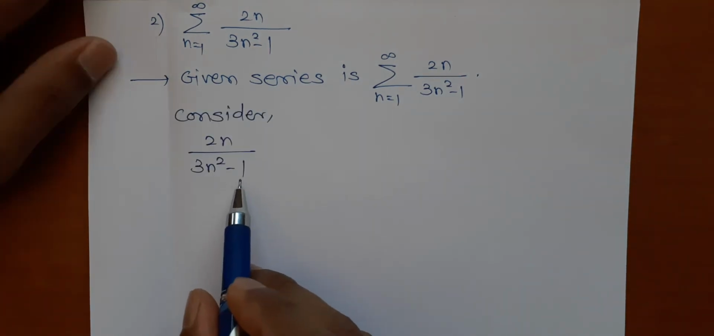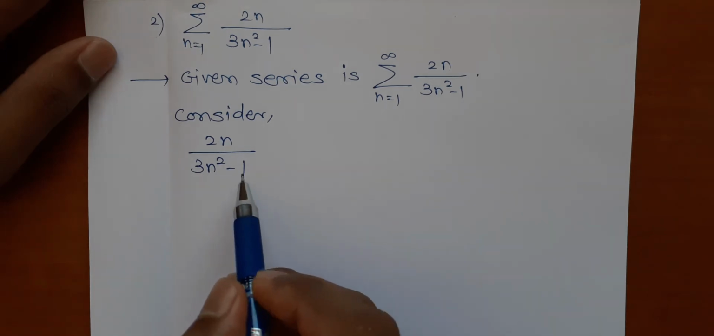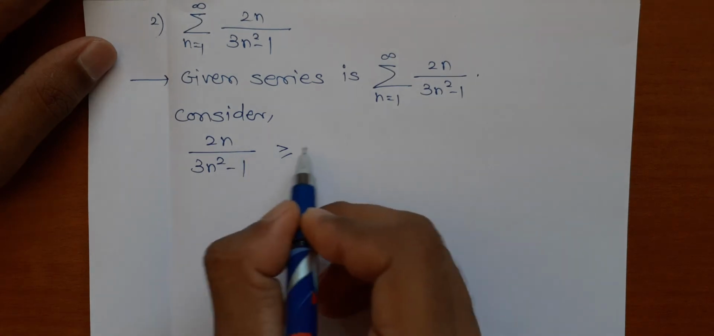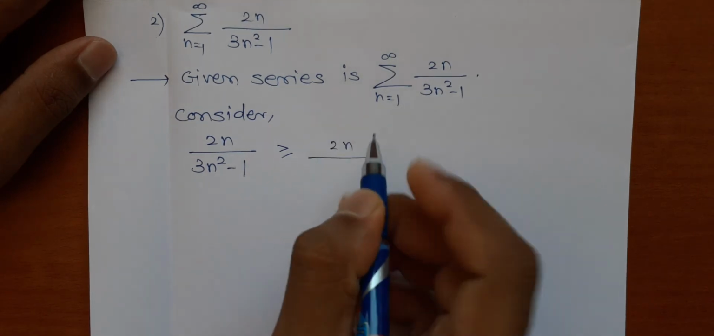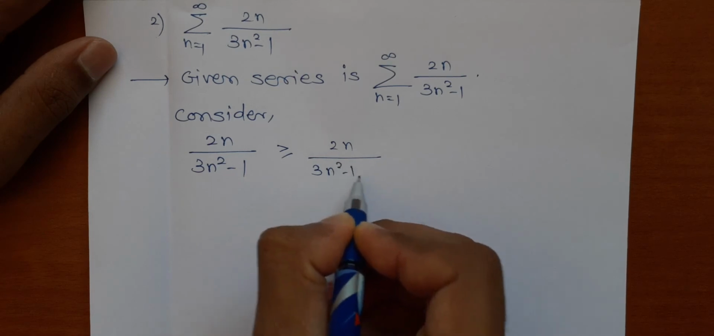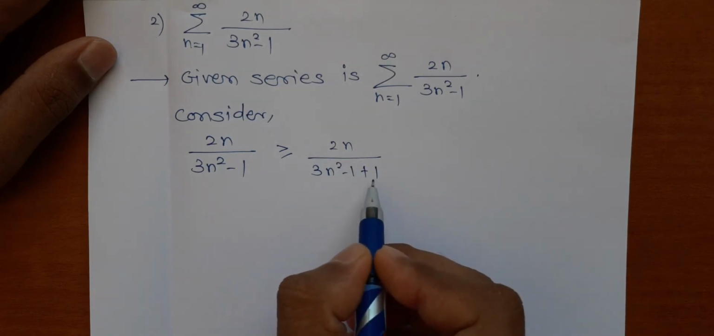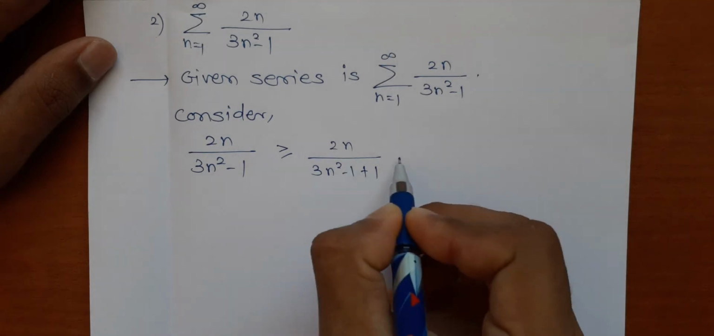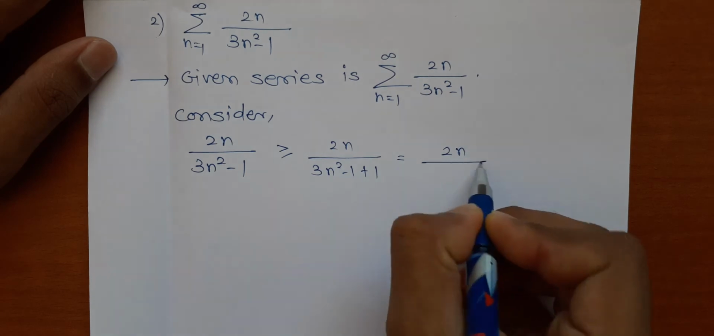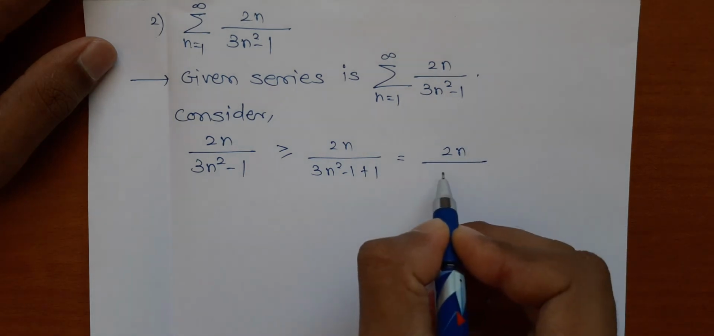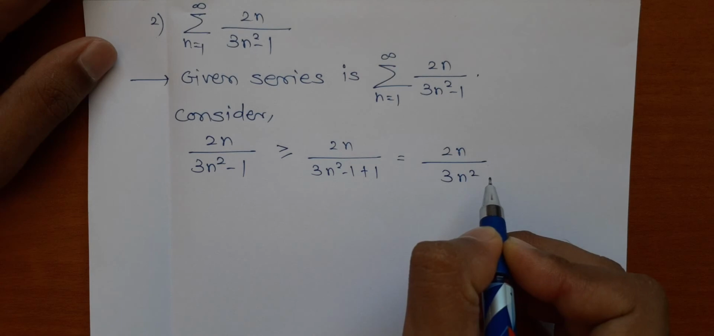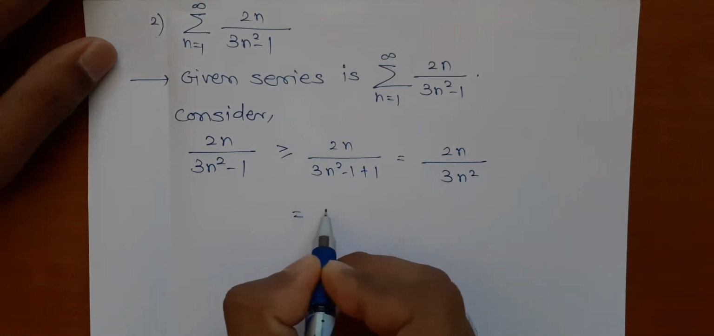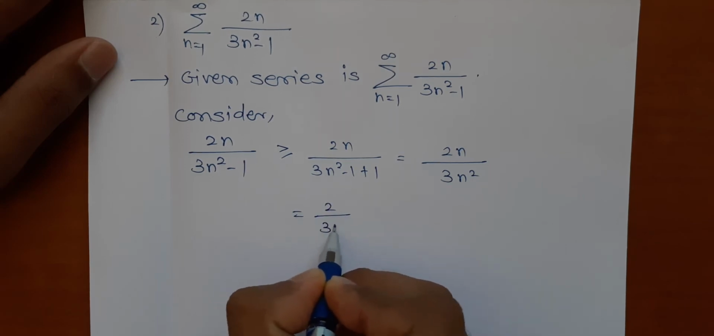What will I do? I am going to add 1 in the denominator. If you increase the denominator, the value will reduce. So this is greater than or equal to 2n upon 3n square minus 1 plus 1. What I have done is added 1 in the denominator, so I increased the denominator and the value reduced. So this is equal to, see what will happen, minus 1 plus 1 will cancel each other, so you will have 3n square. Can we cancel any more? Yes, obviously n also we can cancel. So on the next line, this is 2 upon 3n.